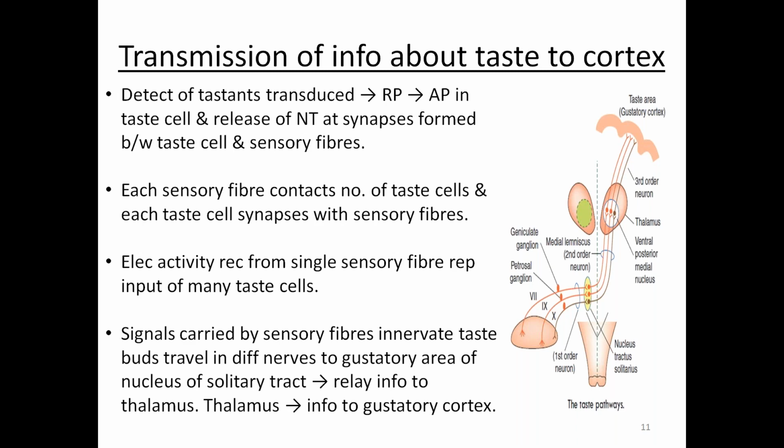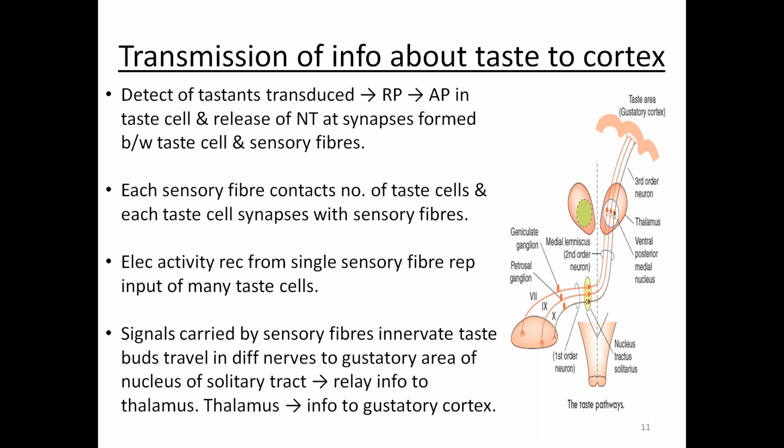So detection of tastings into receptor potential happens that induces action potential in the taste cell and causes release of neurotransmitter at synapses formed between taste cell and sensory fibers. Now, each sensory fiber contacts a number of taste cells, and each taste cell synapses with numerous sensory fibers. Thus, the electrical activity recorded from a single sensory fiber represents input of many taste cells.